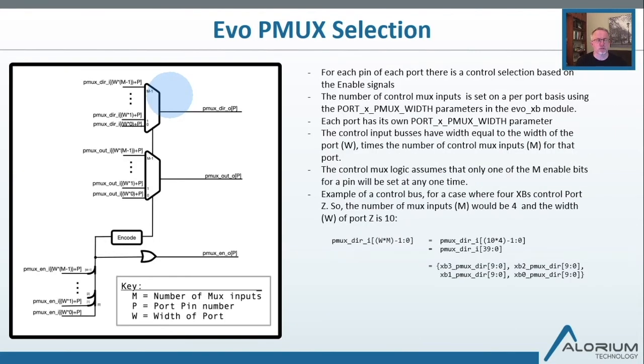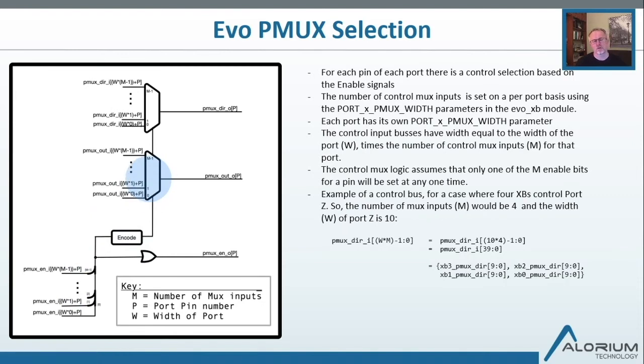Here we see on a per bit basis in the PMUX, there's a select for the dir, there's a select for the out, and then we have enables coming in down below. So if that M number of inputs is a 1, then these MUXs essentially have a single input and they're just a pass-through. If M is a 2, then there would be 2 inputs to each of these MUXs, and the enables, there'd be 2 enables coming in and they would select which one of those was active.